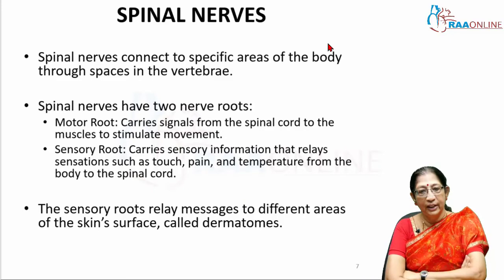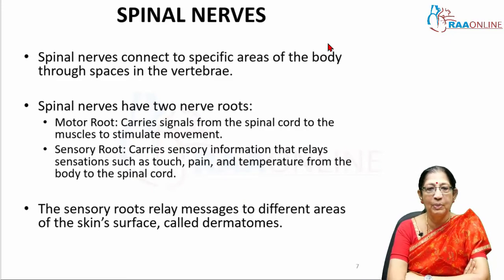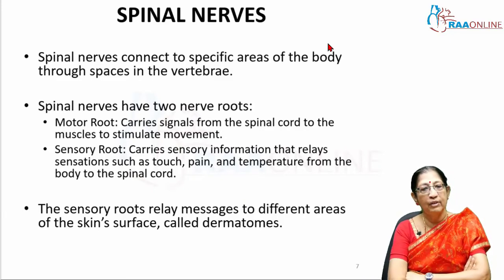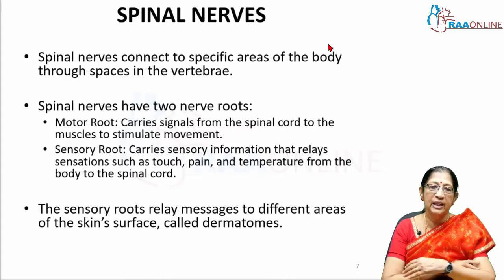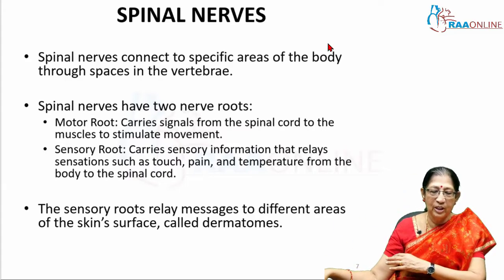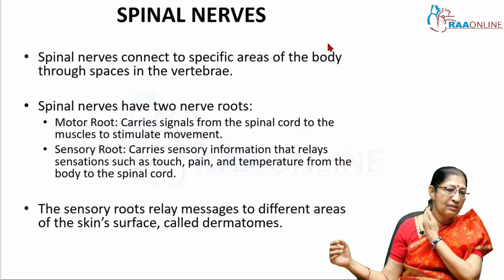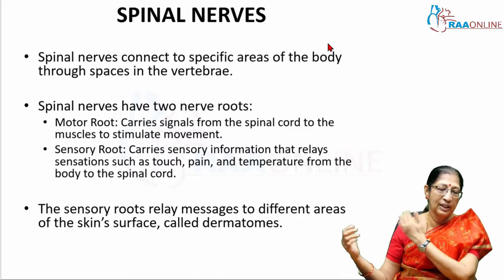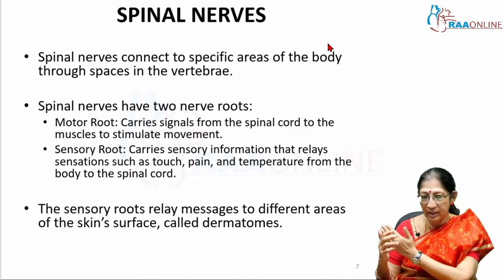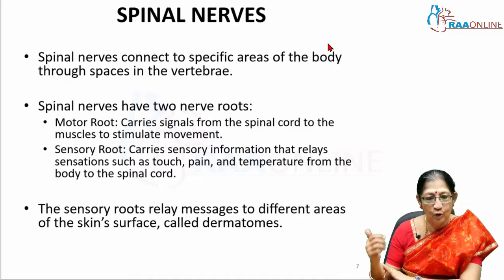The spinal nerves connect to specific areas of the body through spaces in the vertebrae. They have two roots, the motor root and the sensory root. The motor root carries signals from the spinal cord to different parts of the body. Suppose I have to move my hand, or move my thumb, then the signal has to come from the cervical spinal cord to my thumb to move it.